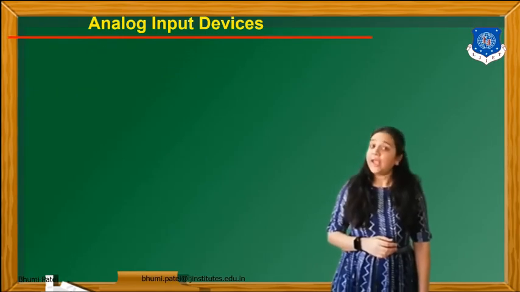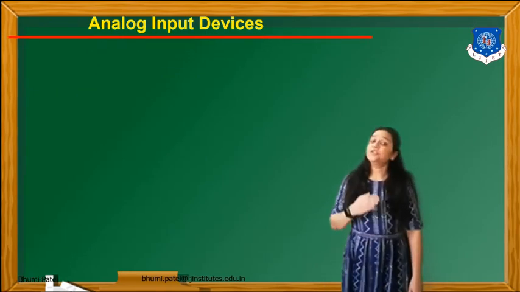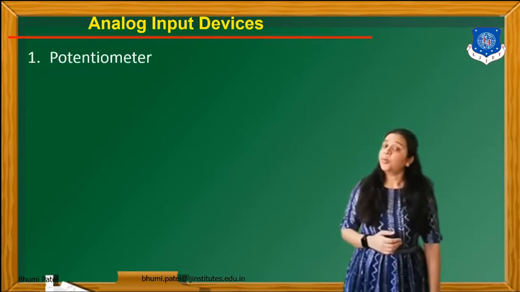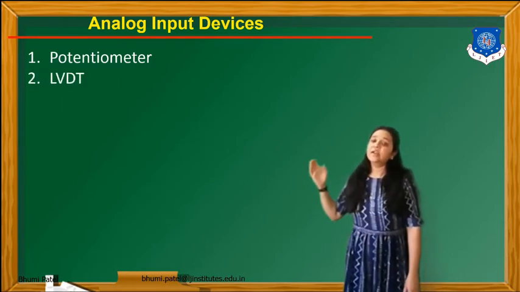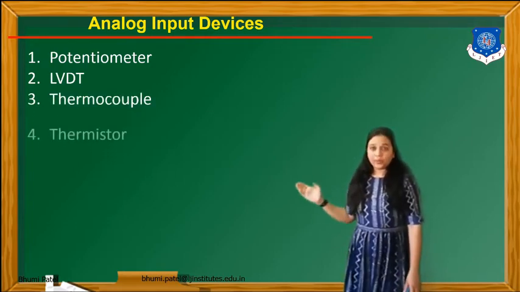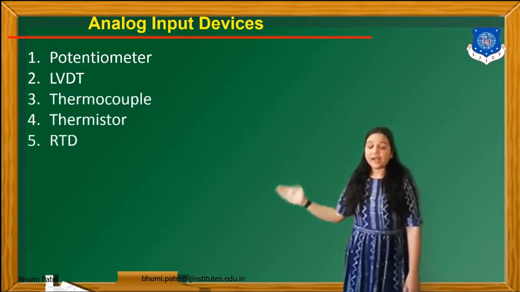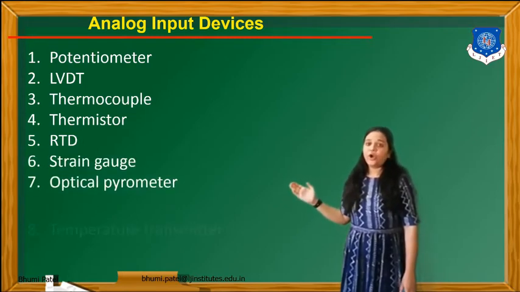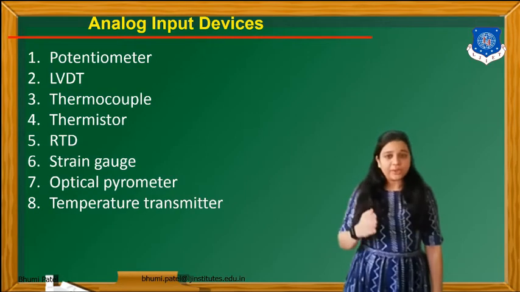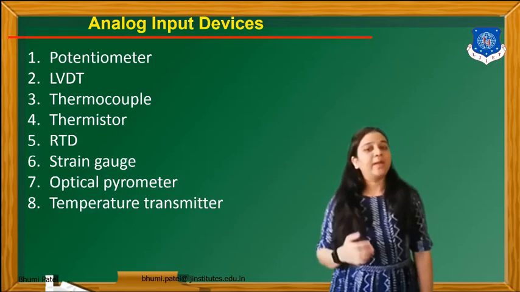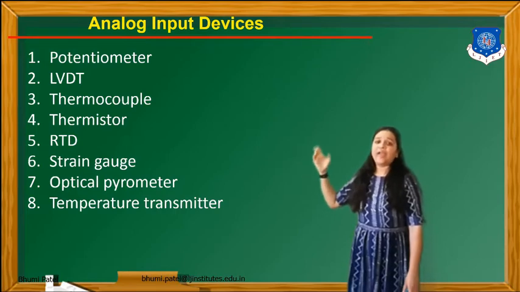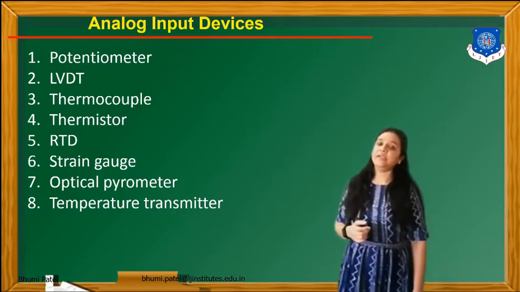So, first of all, the analog input devices that are used in PLC interfacing with the PLC hardware system. The first one is the potentiometer. The second one is the LVDT, linear variable differential transformer. Then the thermocouple, thermistor, RTD, strain gauge, optical pyrometer, and temperature transmitter. Depending upon the requirement or the plant, we will connect different types of analog input devices with the PLC hardware.